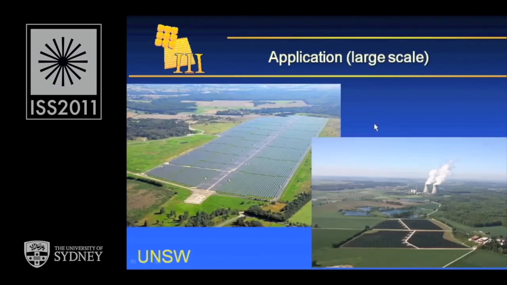Of course, those of us that are working in the area are thinking of much larger applications in the long term. So this is an example of a couple of very large systems that are being installed in different parts of the world. This one's been installed on an abandoned airstrip in the former Eastern Germany. It's providing power to the electricity supply network, just the same as a conventional power station is.